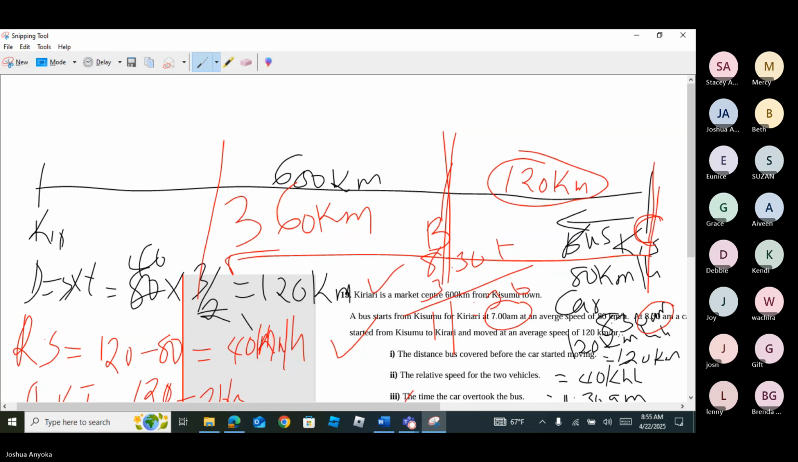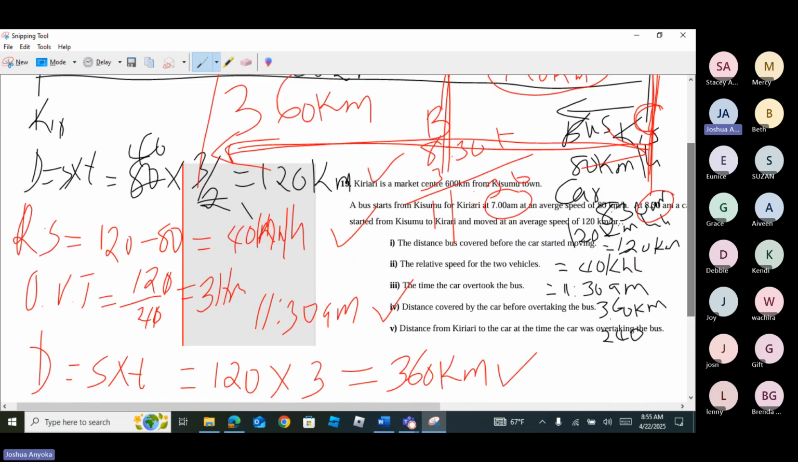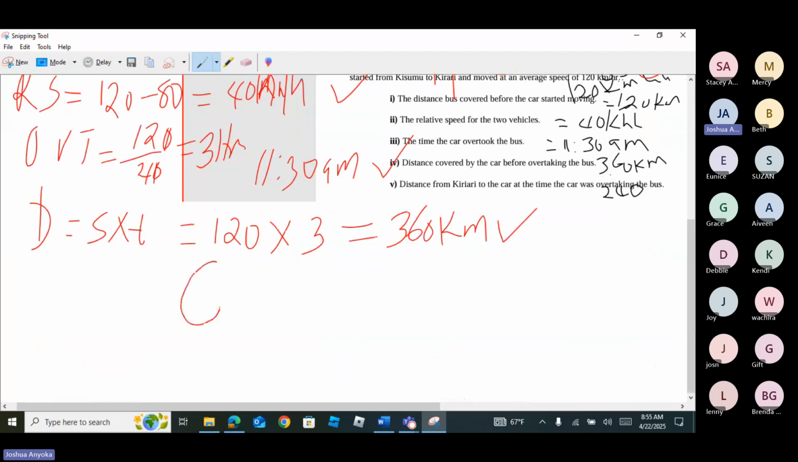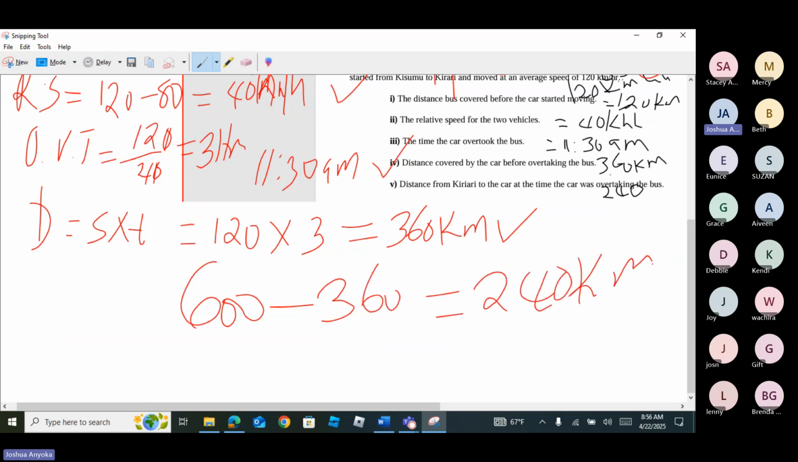The car has covered 360 kilometers. And the question is the distance from Kriari to the car at the time the car was overtaking the bus. It is 600, which is the complete distance, minus the distance covered by the car, which is 360. This gives us 240 kilometers. I think now we are in agreement. Any question so far?